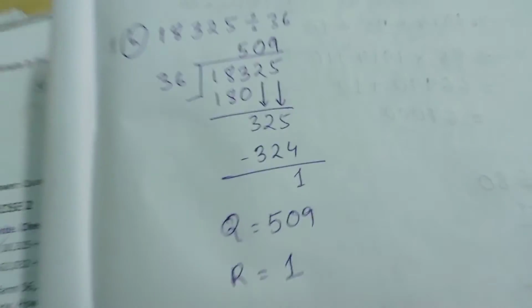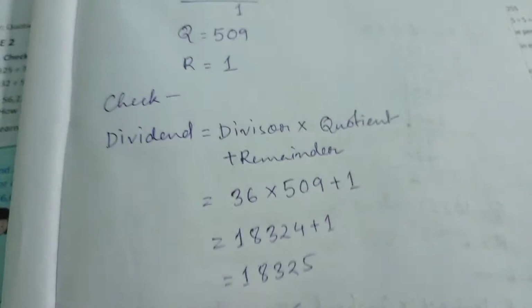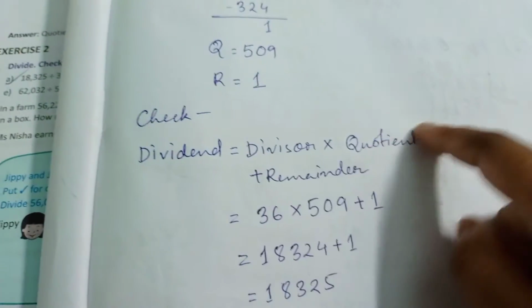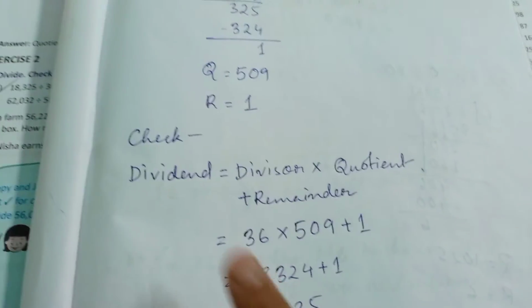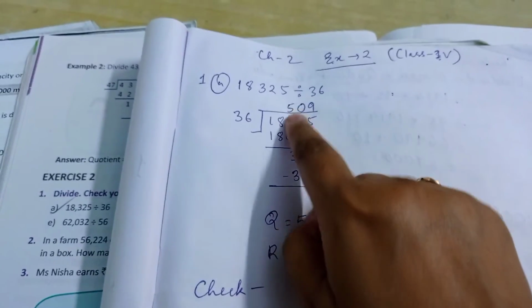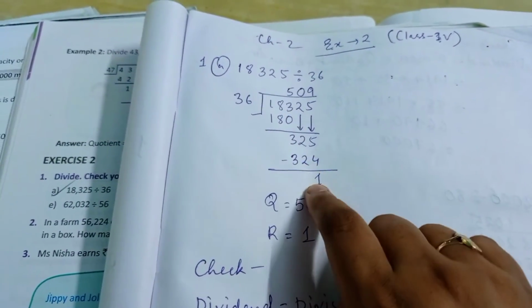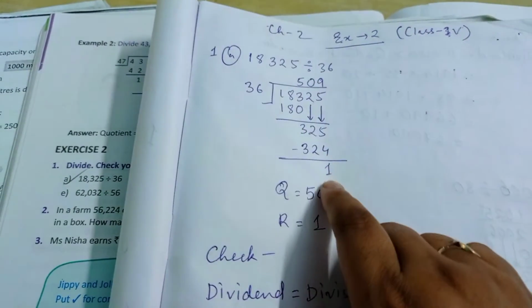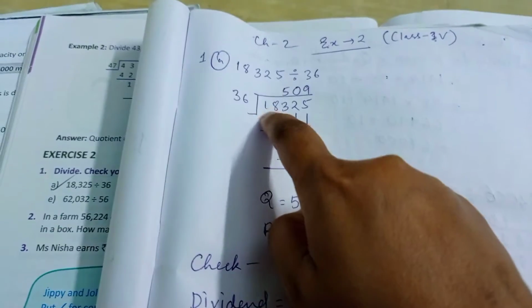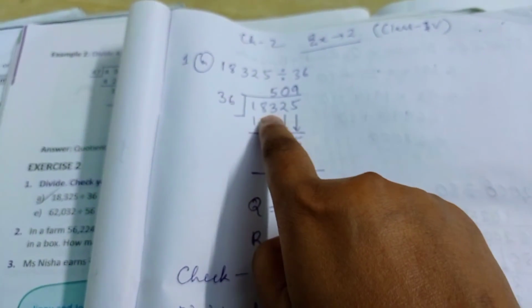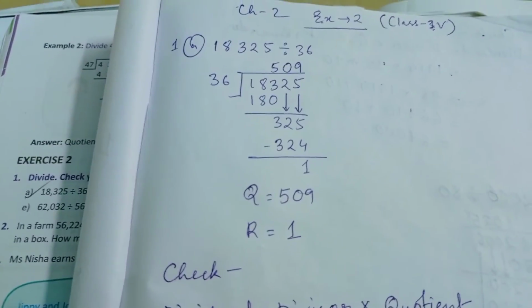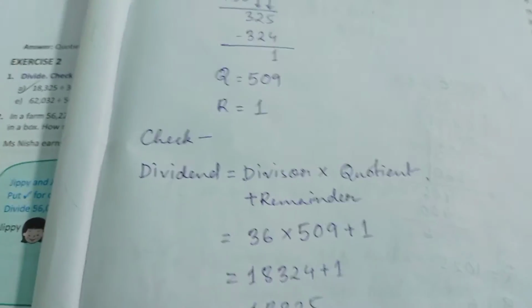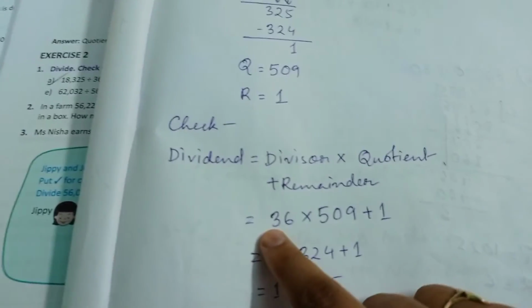So how will you check it? We know the formula for checking is that dividend is equal to divisor into quotient plus remainder. Right? This is a very important formula. So this is the divisor, this is the quotient, this is the dividend, and this is the remainder. When you do 36 into 509 plus 1, you should get this number, that is 18,325. Then only your answer is correct. The left hand side and the right hand side should be equal.